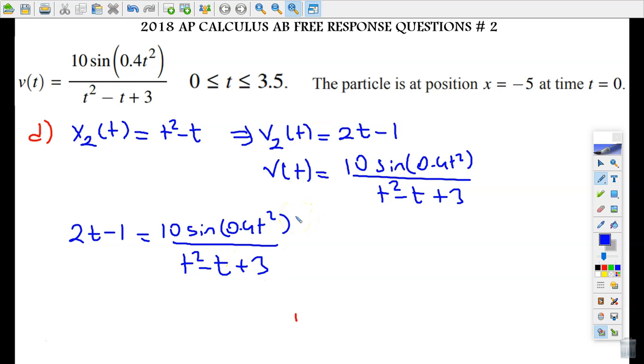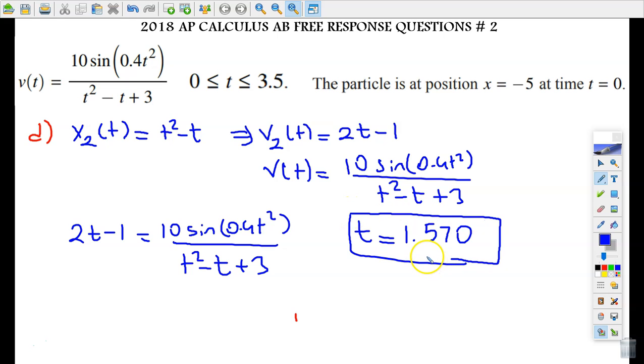Since this is a calculator permitted problem, we can put this expression into our calculator and hit enter. We're going to end up with this answer: t is going to be equal to 1.574. When we deal with free response problems, we always have to include 3 digits after the decimal point. For this part D, we've got the derivative of the second particle, which is 2t minus 1, and I set the two velocities equal to each other, and then we got this.